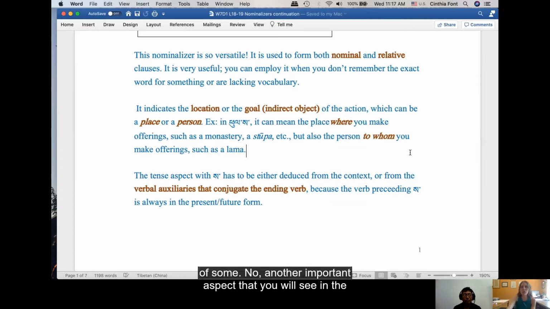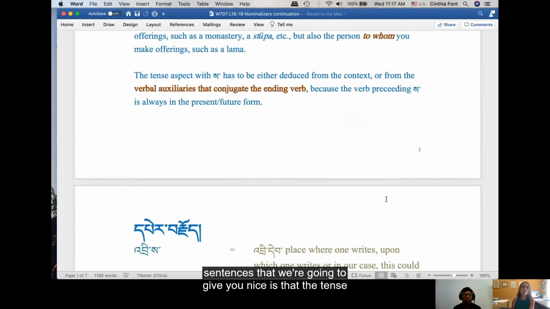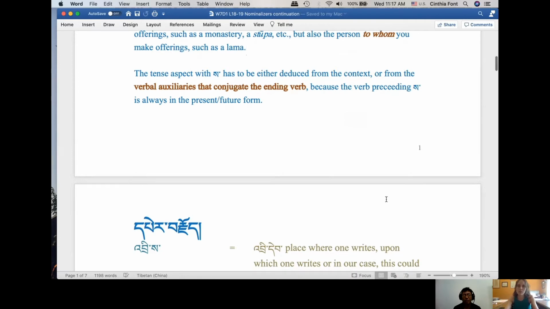Now, another important aspect that you will see in the sentences that we're going to give you next is that the tense aspect with sa has to be either deduced from the context or from the verbal auxiliaries that conjugate the ending verb, because you can use sa in all tenses, present, past, and future. And the verbal inflection, the verb root before sa is always in the present future. So we will not know from the sa clause what is happening there. So we have to look at the end of your sentence to see the result of that.